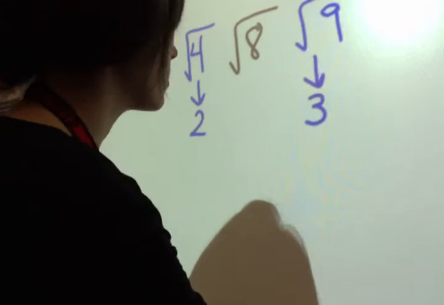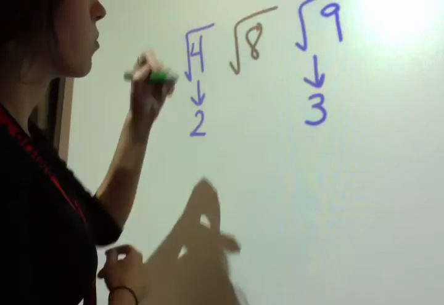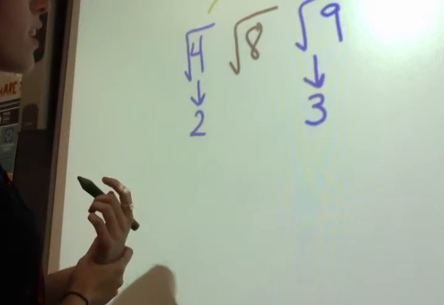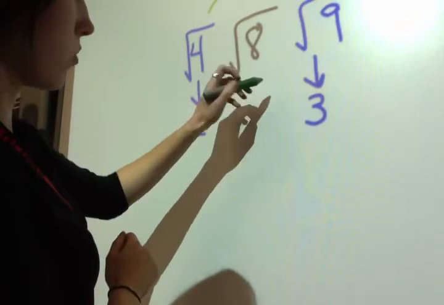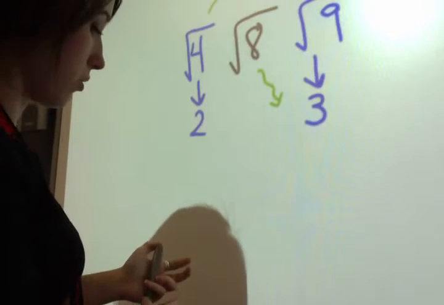Well, okay, which one's it going to be closer to, though? Let's think about that. So 8 is 1 away from 9, and it's 4 away from 4. So what that tells me is that the square root of 8 is going to be a lot closer to the square root of 9. So it's going to be somewhere over here, closer to 3.